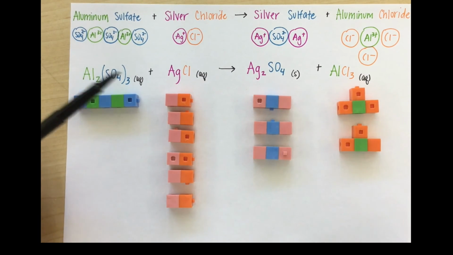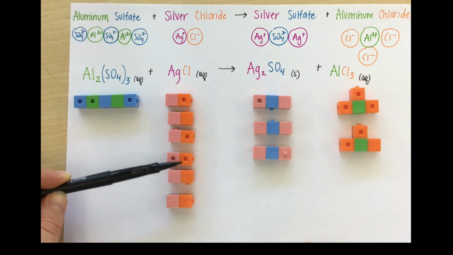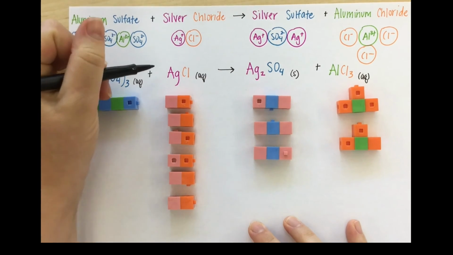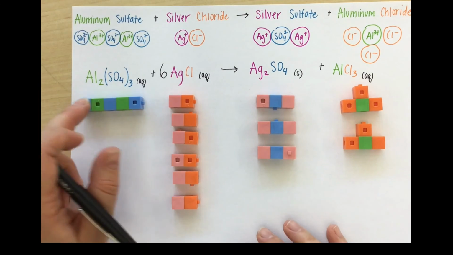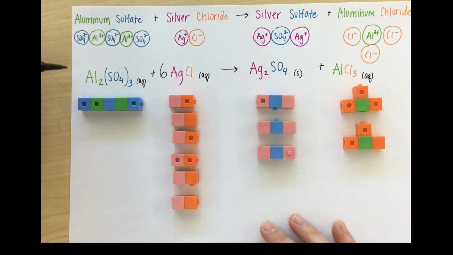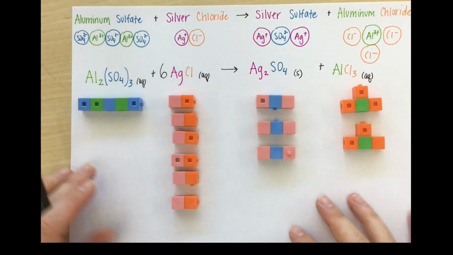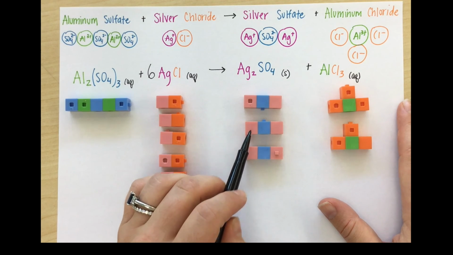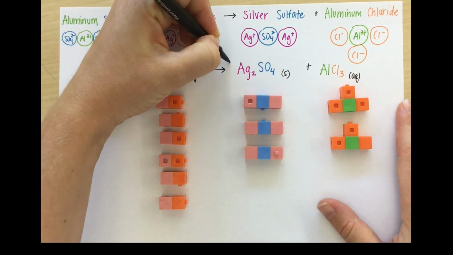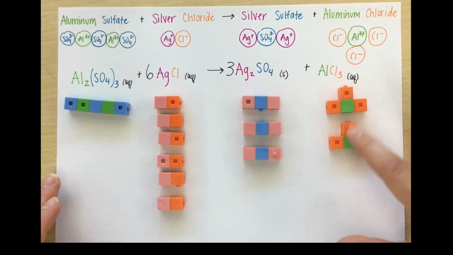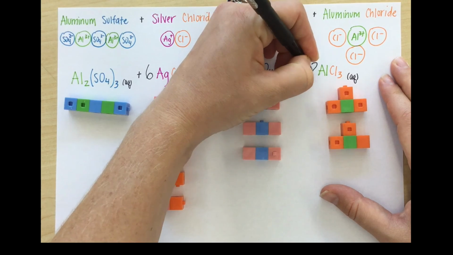So for my silver chloride, I have 1, 2, 3, 4, 5, 6. So that means I need to put a 6 in front of it here. I only have 1 aluminum sulfate compound here. So this can be left blank, but really it's like there's a 1 there. You just don't have to write the 1. Let's do silver sulfate now. I've got 1, 2, 3, so I put a 3 in front. And lastly, aluminum chloride, I have 2, so I put a 2 in front.